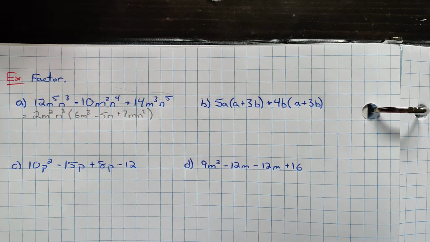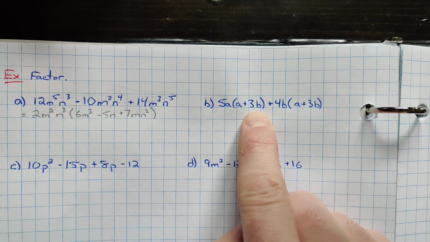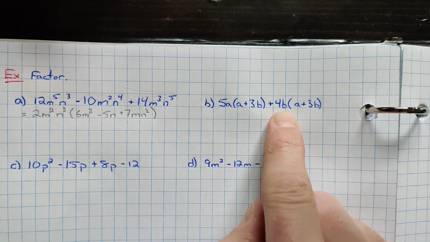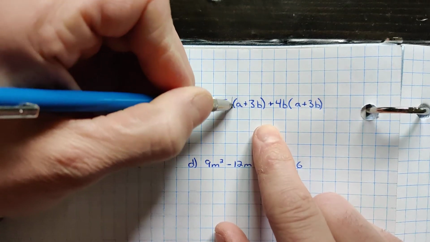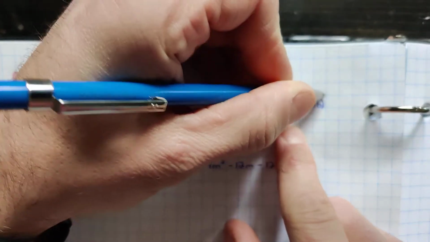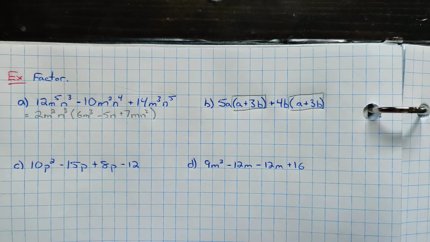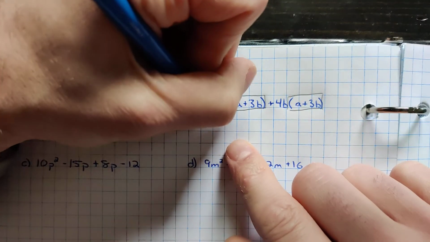In this case here, we have 5a being multiplied by a plus 3b. And then we have positive 4b being multiplied by a plus 3b. This a plus 3b is common. It's a factor. It's not a single number factor. It's a binomial factor, but it is a factor, and so we can factor it out.